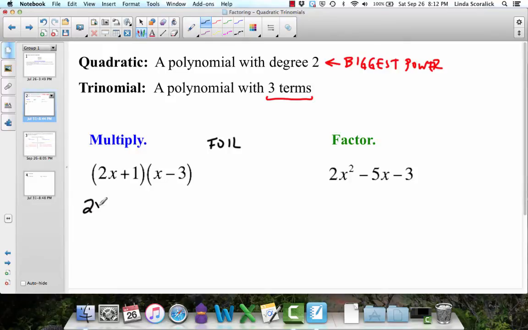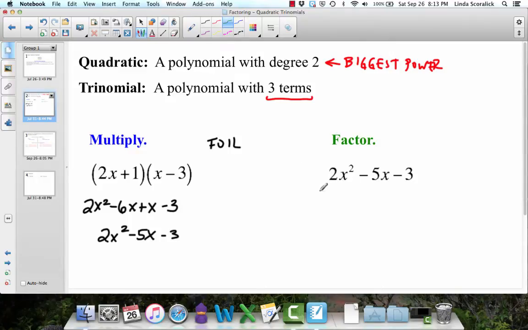We would get 2x squared minus 6x plus x minus 3. Combining our like terms, we get 2x squared minus 5x minus 3. The process of factoring a quadratic trinomial is going to let us work backwards and get back to the two binomials that were multiplied together. Let's take a look at how this works on the right-hand side of the screen.